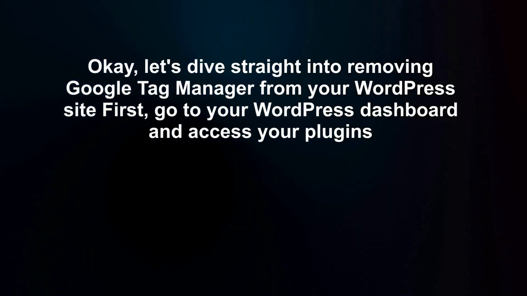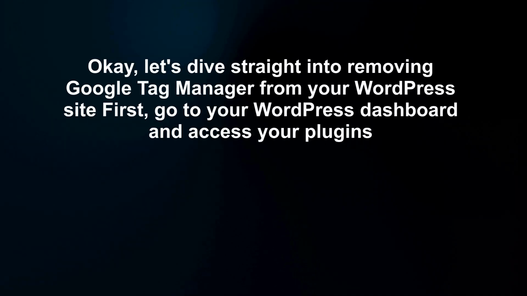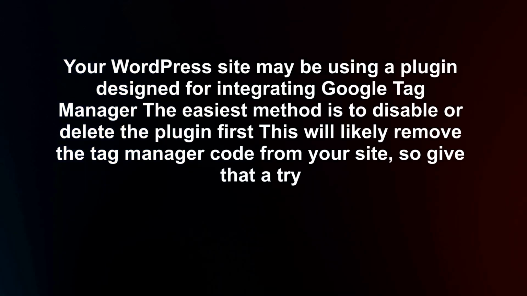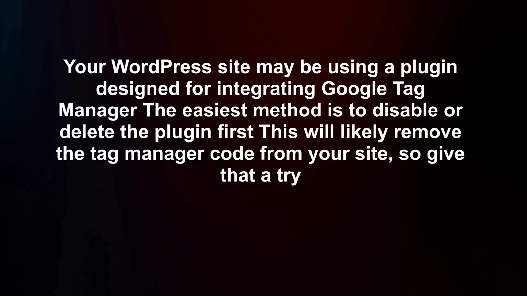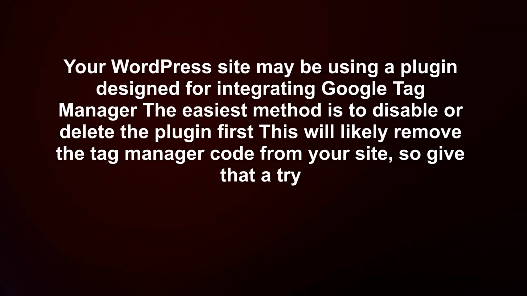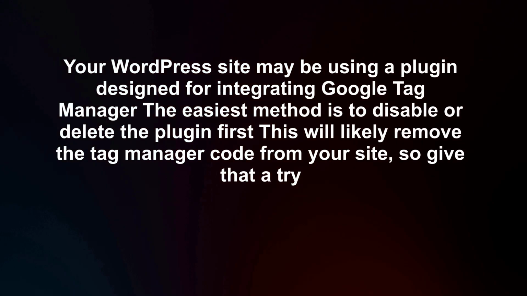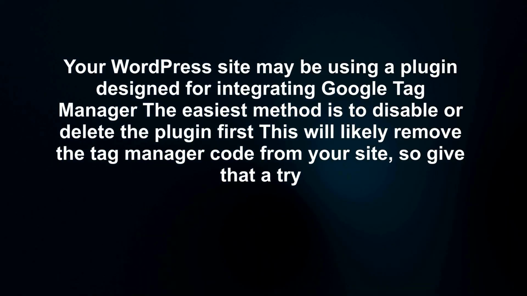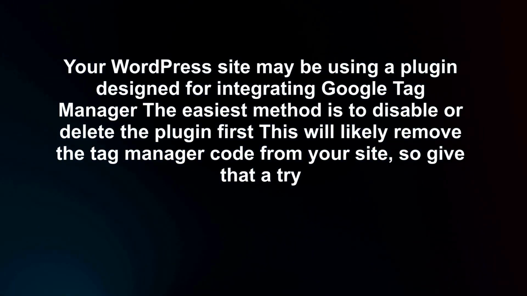First, go to your WordPress dashboard and access your plugins. Your WordPress site may be using a plugin designed for integrating Google Tag Manager. The easiest method is to disable or delete the plugin first. This will likely remove the Tag Manager code from your site, so give that a try.